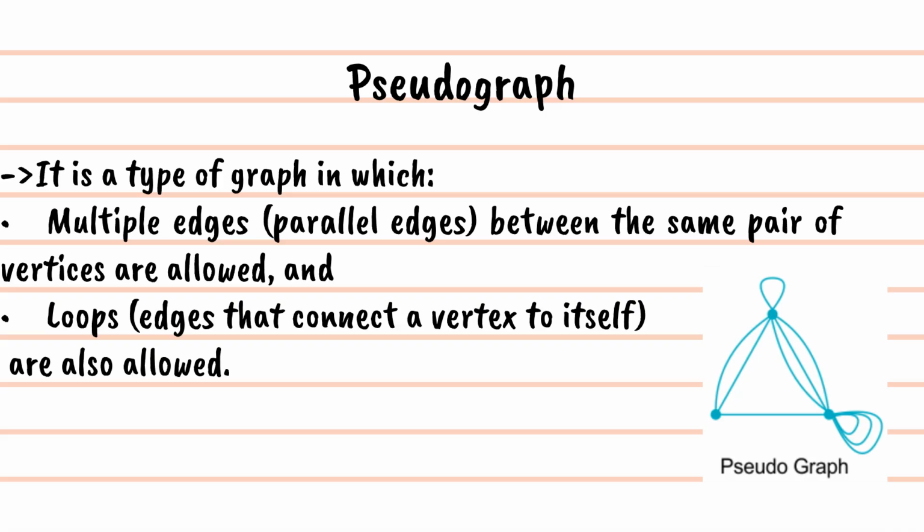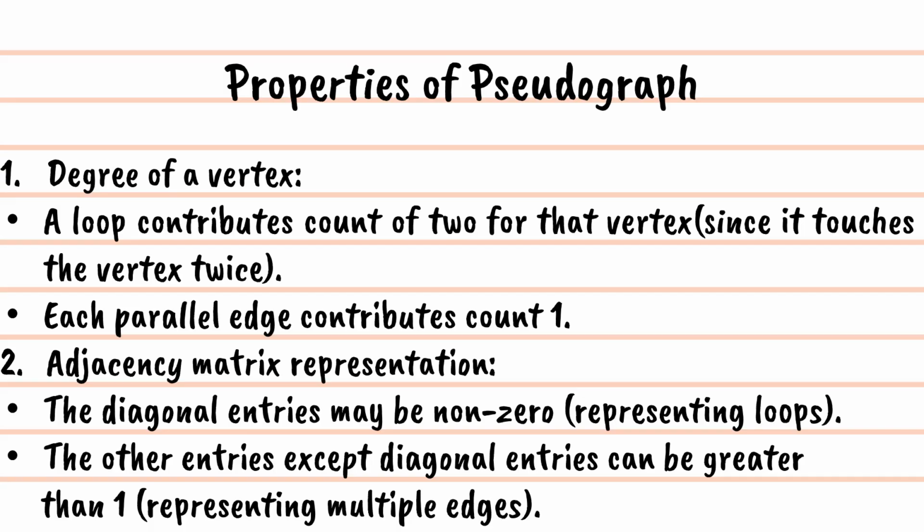A pseudograph allows both multiple edges between the same pair of vertices and loops, which are edges that connect a vertex to itself. In a pseudograph, a loop contributes a count of 2 to the vertex's degree, while each parallel edge contributes 1. The adjacency matrix can have non-zero diagonal entries for loops and entries greater than 1 for multiple edges.